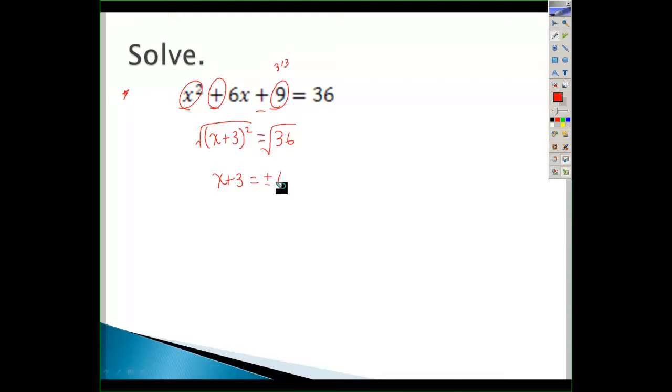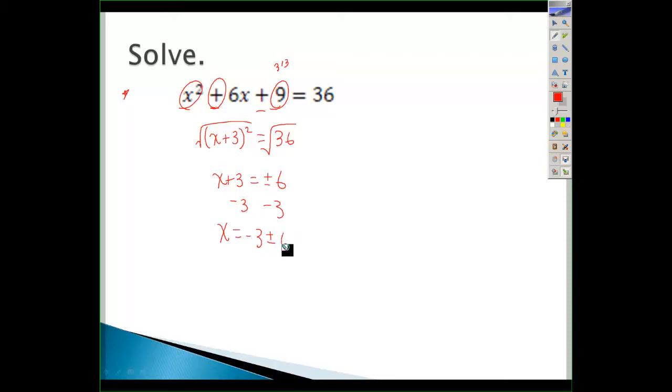Remember, whenever you square root, 4th root, 6th root, any even root, both sides of an equation, you have to have the plus minus on there because there's actually two solutions. 6 times 6 equals 36, or -6 times -6 equals 36. And now I'm just going to solve for x. x equals -3 plus or minus 6.